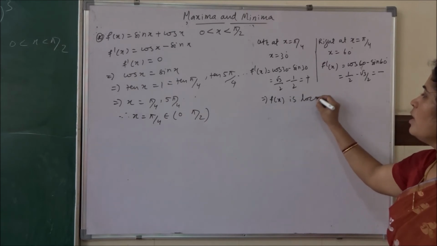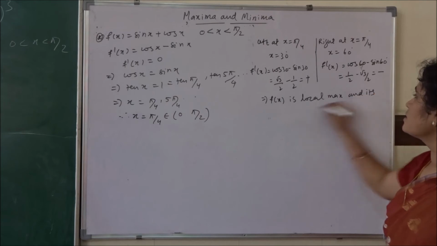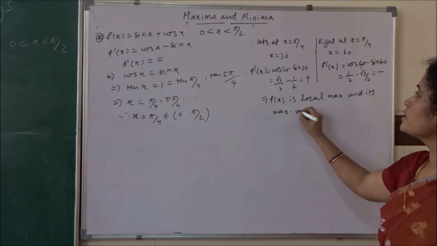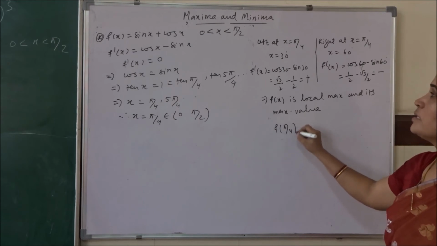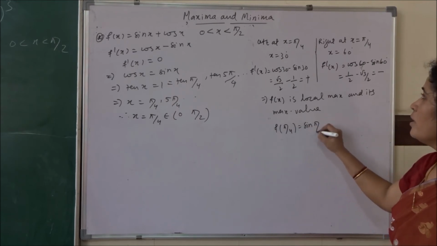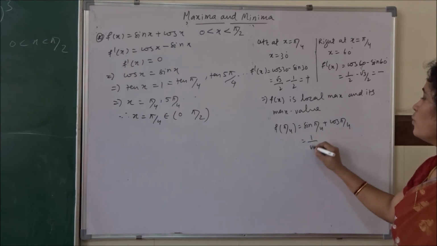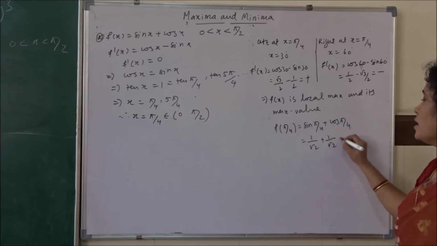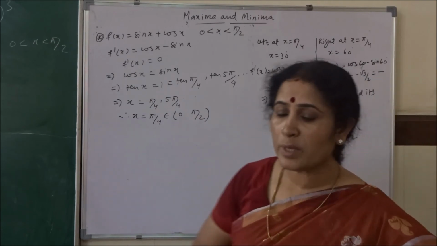f of x has a local maximum, and its maximum value is f of pi by 4, which is equal to sin pi by 4 plus cos pi by 4. So that is equal to 1 by root 2 plus 1 by root 2, which is equal to root 2. Clear to you?